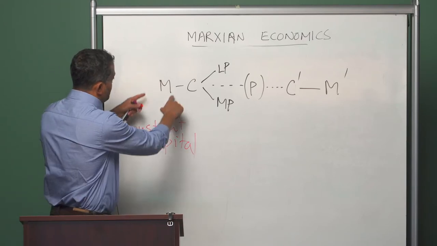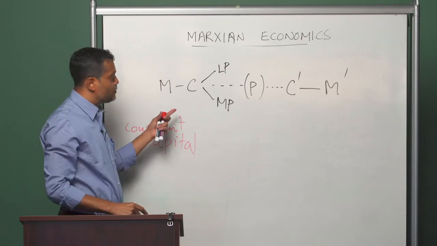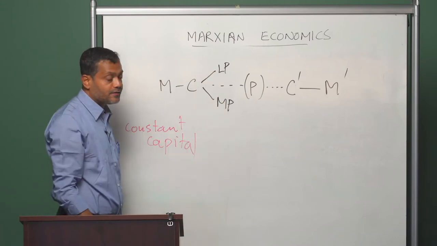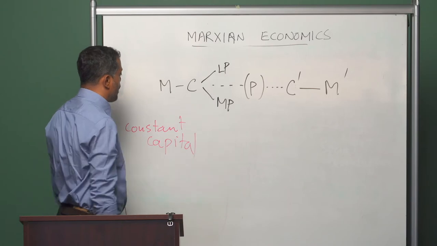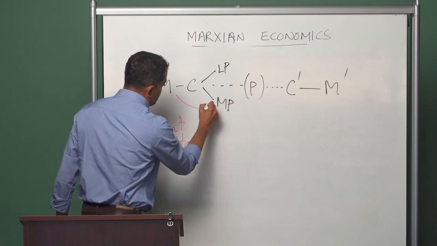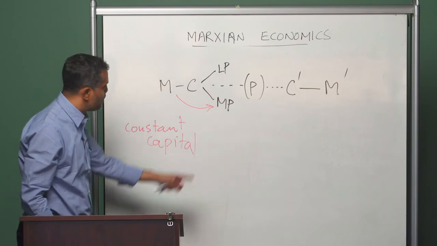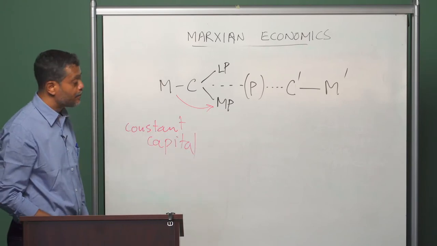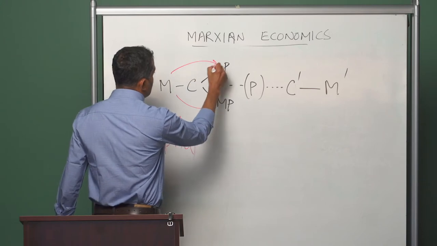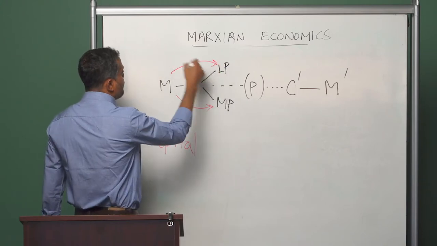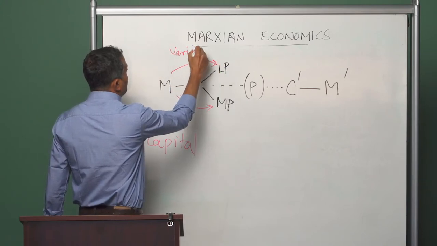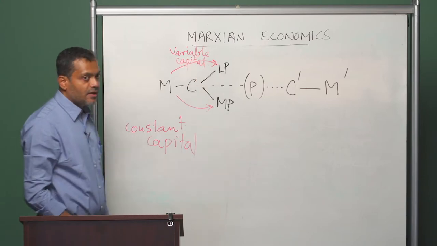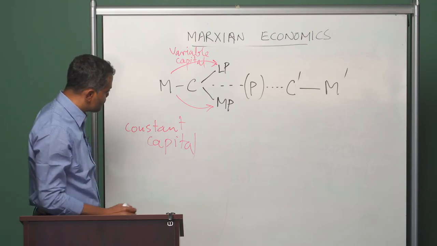Now we know that the amount of money that the capitalist brings to the market is used to purchase two different types of commodities, means of production and labor power. The amount of money that is used to purchase means of production is known as constant capital. The amount of money that is used to purchase labor power is known as variable capital. What is the reason for using these terms?